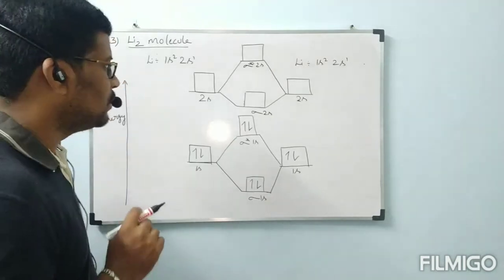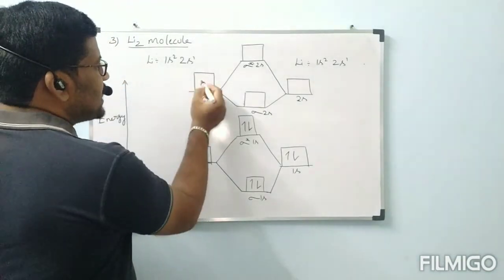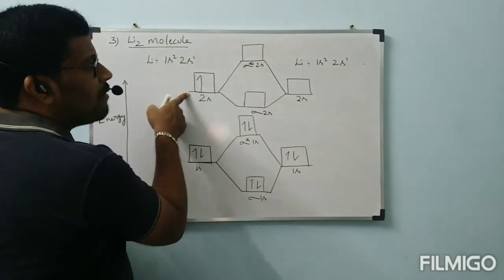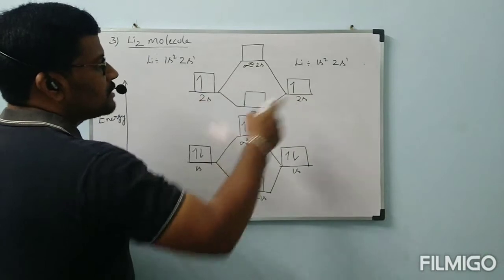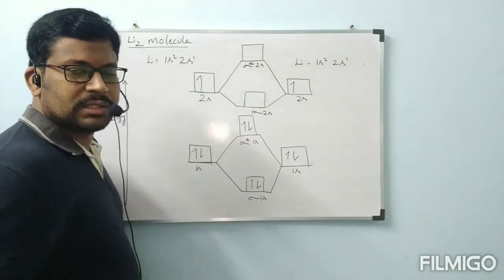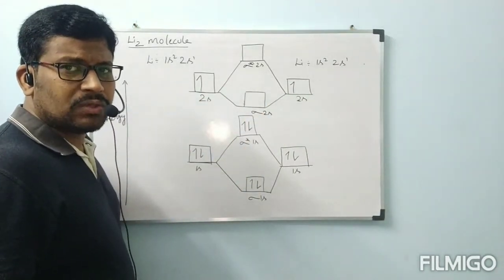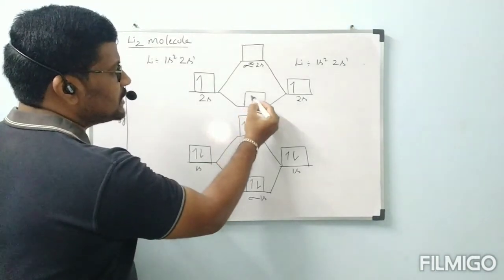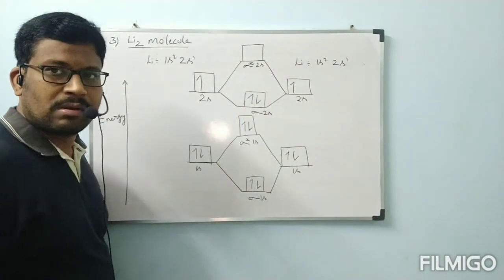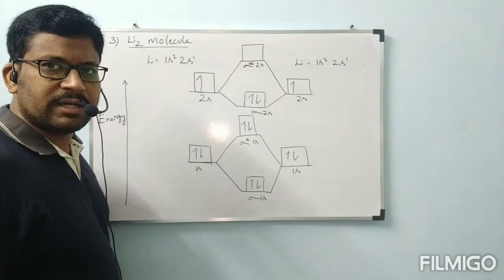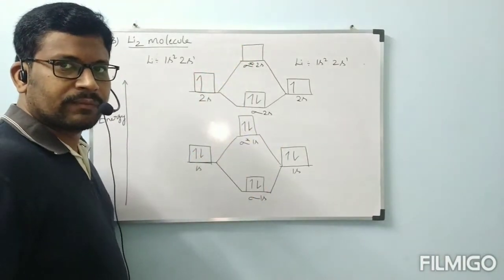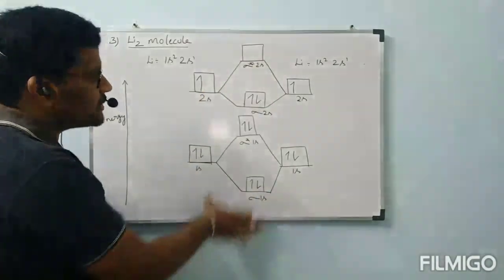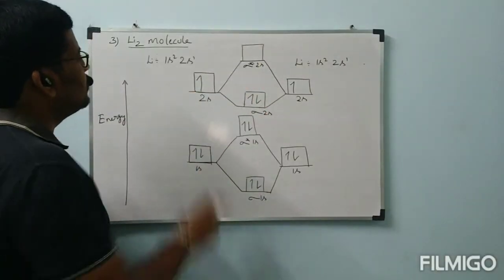Okay, ma'am? Now, this 2s has 1 electron only, and this 2s also has 1 electron. Here the total number of electrons is 2. The 2 electrons will be filled into sigma 2s. Sigma star 2s has 0. Okay? This is the diagrammatic representation of the Li2 molecule.